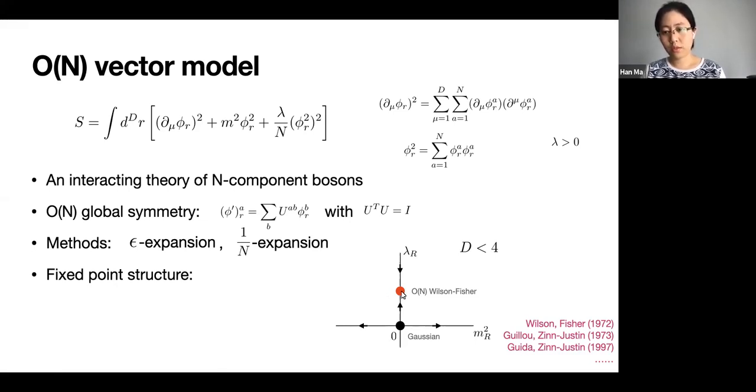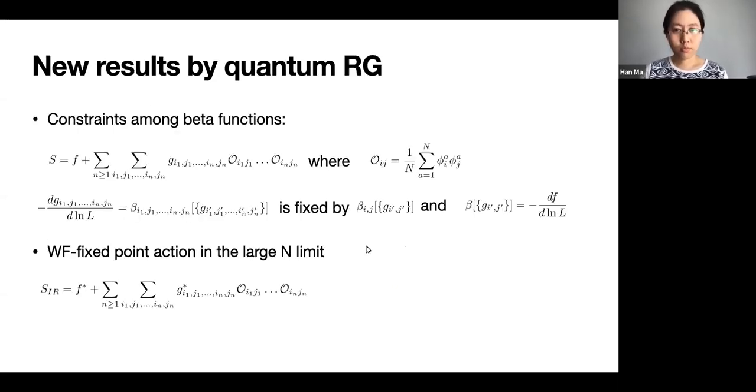These works predict that there is an interacting fixed point at finite interaction, which is now called the O(N) Wilson-Fisher fixed point, when space dimension D is less than four. As D approaches four, the Wilson-Fisher fixed point approaches the Gaussian fixed point. Since those methods are perturbative, only the study around the Gaussian fixed point is valid. So when the interacting fixed point is far away from the Gaussian fixed point, more exploration is needed. Here we use the non-perturbative quantum RG method to study the O(N) vector model and obtain some new results.